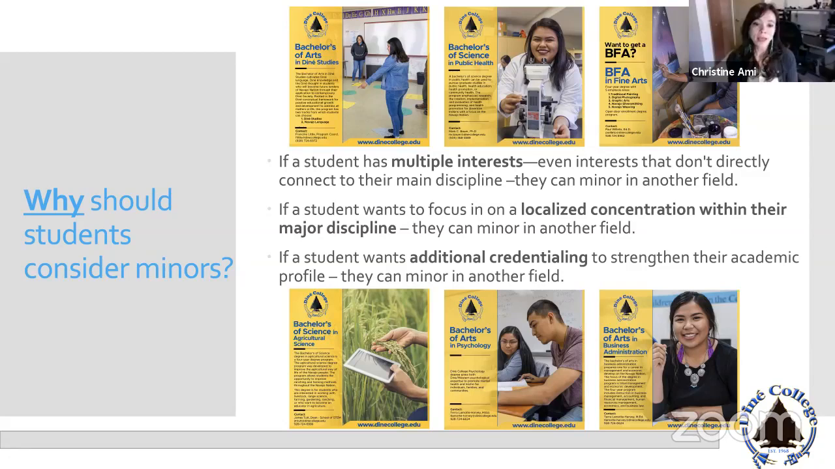Another reason is if a student wants additional credentialing to strengthen their academic profile, they can minor in another field. This is great, and this is one of the things that we're going to take a look at, and how useful, for example, the Native American Studies minor will be in terms of providing that additional credentialing. And so those are the things that we want to stress, why students might want to think about minoring in another field.